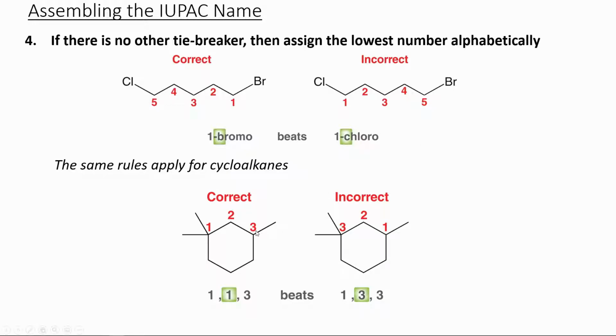When we look at our cycloalkanes, we'll hold minimizing the number as the highest priority as well. In this structure we have 1,1-methyl, and in this structure we have 1,3,3-methyl. So we're going to want a number so that we can put both methyl groups on carbon 1.